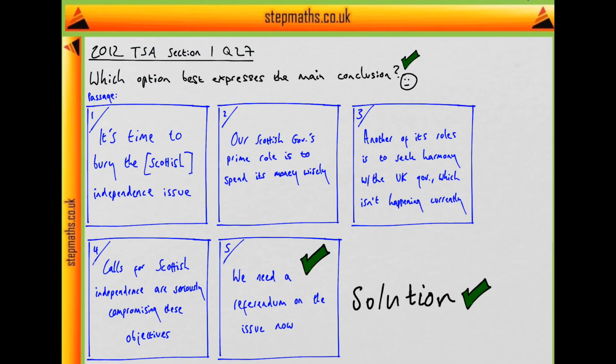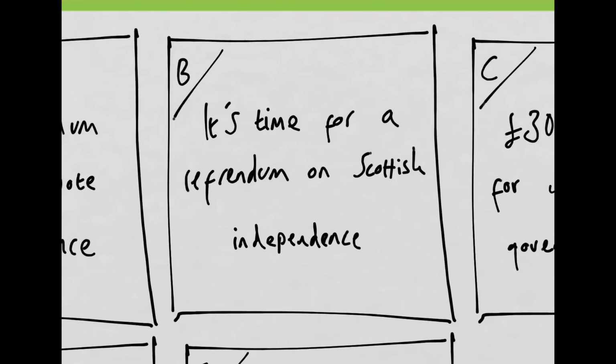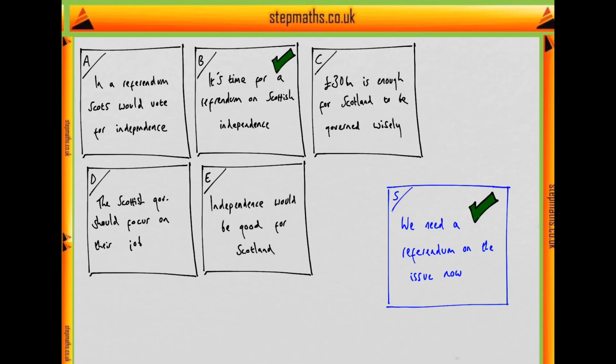So we're going to take a look at some options now, and we're looking for something which matches this. So here we have our 5 options, and here we have what we have proposed as the conclusion of the argument, i.e. the solution. So can you see an option which matches this? Well, it looks like B matches this. B is also saying that we need a referendum on the issue now. But let's quickly dismiss the other options.